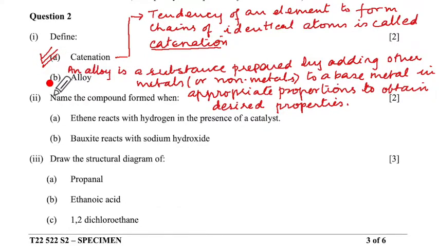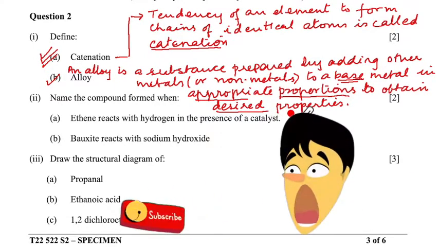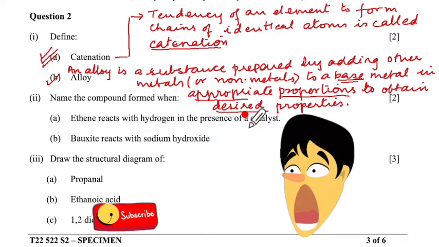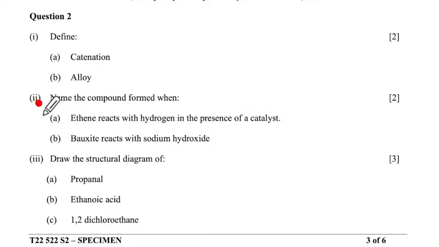It's important. And alloy, you will write, it's a substance prepared by adding other metals or non-metals to a base metal in appropriate proportion. Now this is a keyword over here which you should not miss: in desired proportion. So remember, if the proportion changes, the properties of the alloy also change. So you must remember that.